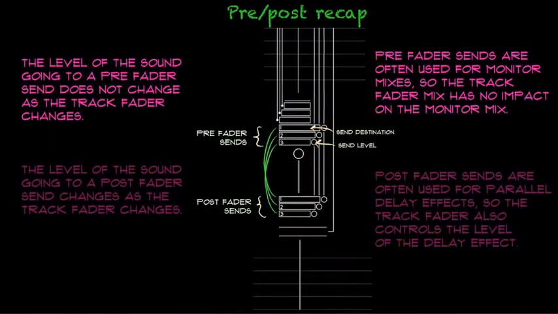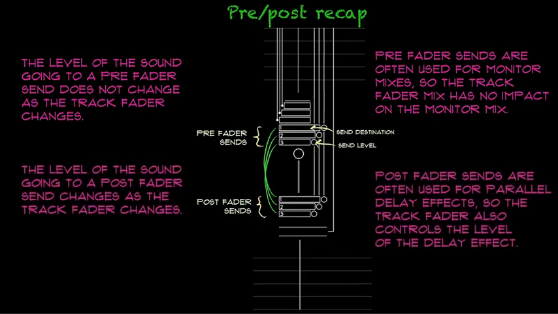So again, we use sends for two primary kind of signal flows. The first one is to configure a monitor mix, in which case we'd use pre-fader sends, and the level of the sends is not related to the track fader level. We use post-fader sends when setting up parallel effects like reverbs or delays, and the track fader level will actually change what is being sent to the reverb aux track.